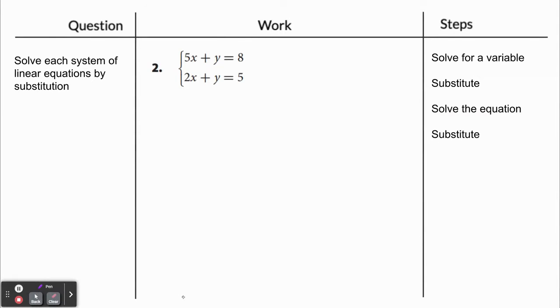Here we're asked to solve each system of linear equations by using substitution. So with substitution, the first thing I'm going to do is solve for a variable in one of the equations. So I'm just going to choose the top one here, and I'm going to solve for y, because that looks easiest since there's no coefficient.